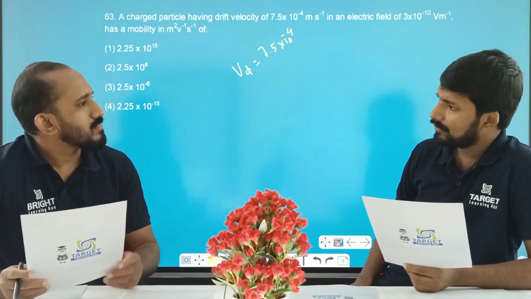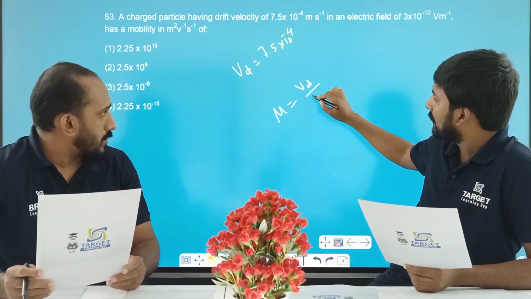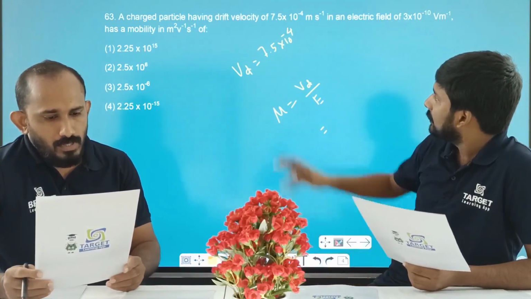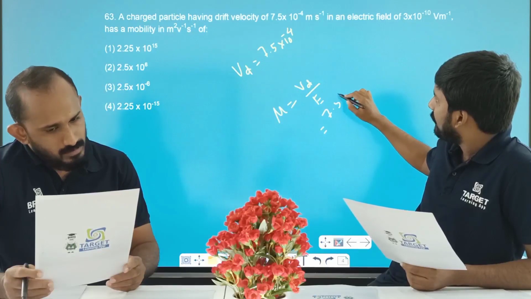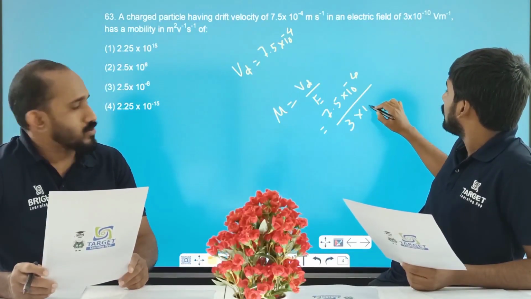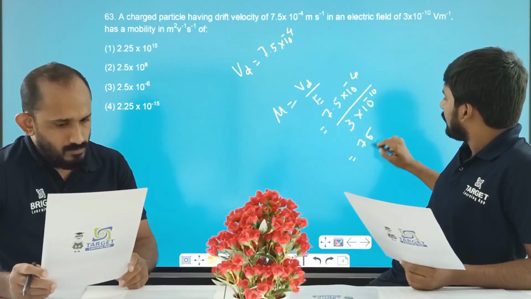That equation only: mu is equal to VD by mod E, the magnitude of E. That is equal to the value of E only. So that will be 7.5 into 10 raised to minus 4 divided by 3 into 10 raised to minus 10. To solve it, it's written as 75 by 3.